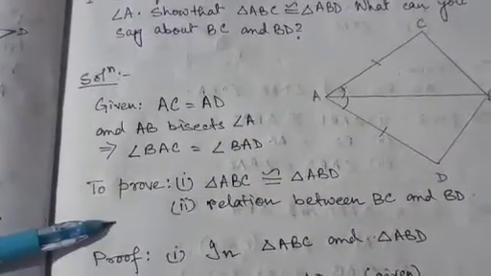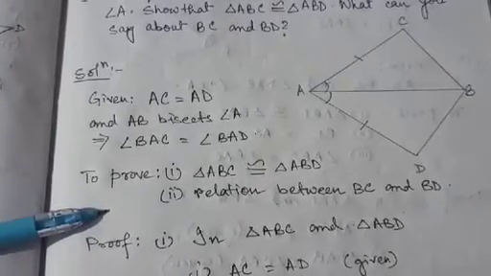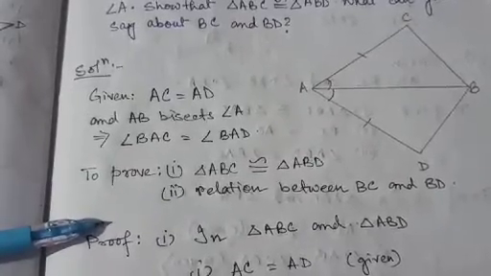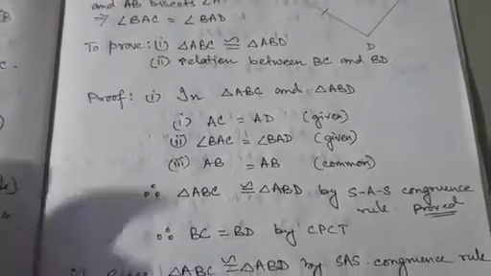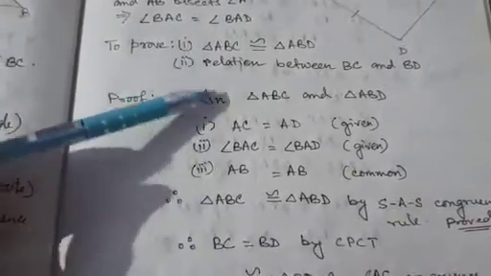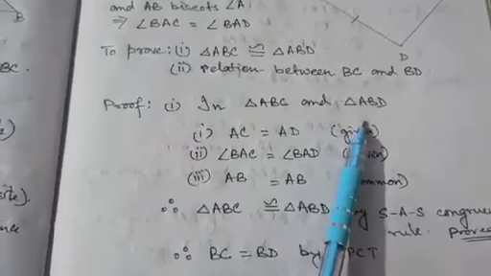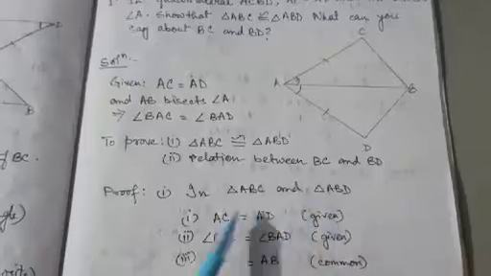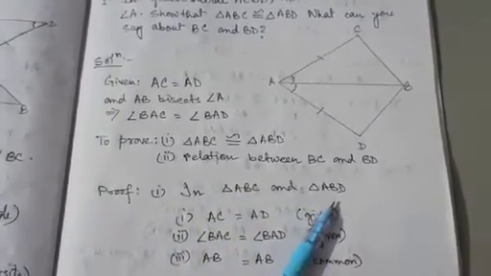Now what we need to prove? To prove is the first one, triangle ABC is congruent to triangle ABD, and the second one, the relation between BC and BD. So first we'll start with our first proof. The given triangles are already mentioned. In triangle ABC and triangle ABD, we have to consider these two triangles. So if we see the diagram, you can locate triangle ABC as well as triangle ABD.